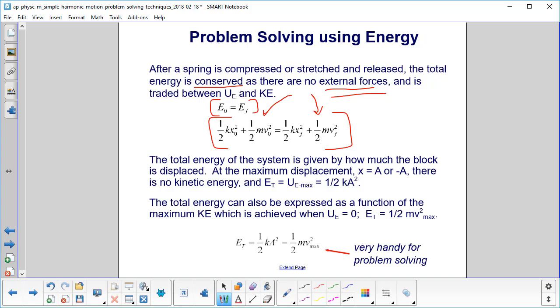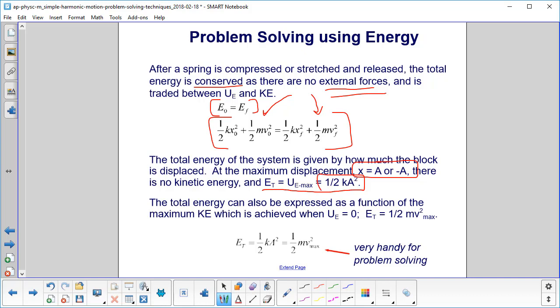The total energy of the system is given by how much the block is displaced. So it's your maximum displacement, and that's going to be A or negative A, depending on whether you extend it or compress it. You have no kinetic energy at the endpoints, right? It's all potential energy. So your total energy will be your potential energy maximum, which will be 1/2 kA squared.